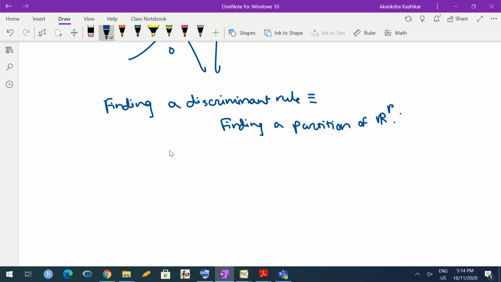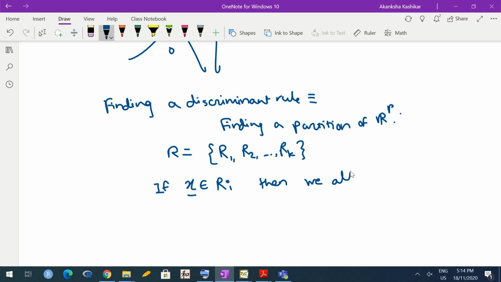Right. So any rule can be written as that partition, R1, R2, ..., Rk. What do we mean by this? A rule is written by partition means that if X, a new observation, belongs to Ri, then we allot it to population i.